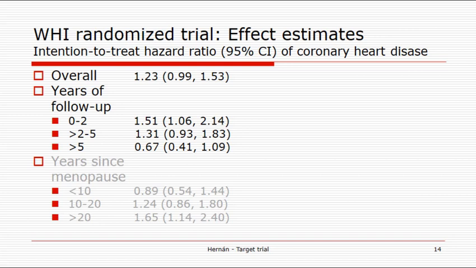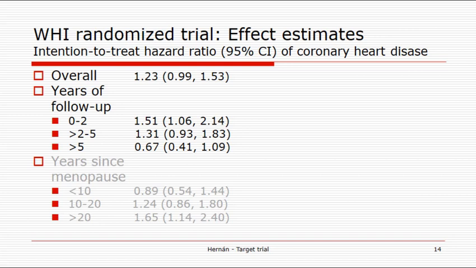But anyway, in the first 2 years of follow-up, the hazard ratio was 1.5. So a 50% increase in the risk of heart disease in the first 2 years of follow-up. And after that, the hazard ratio went down. If we exclude the first 2 years of follow-up from our analysis and we look only at years 3 to 5, the hazard ratio was 1.3. If we exclude the first 5 years of follow-up and we look only at the women that are left after 5 years, the hazard ratio is 0.7.